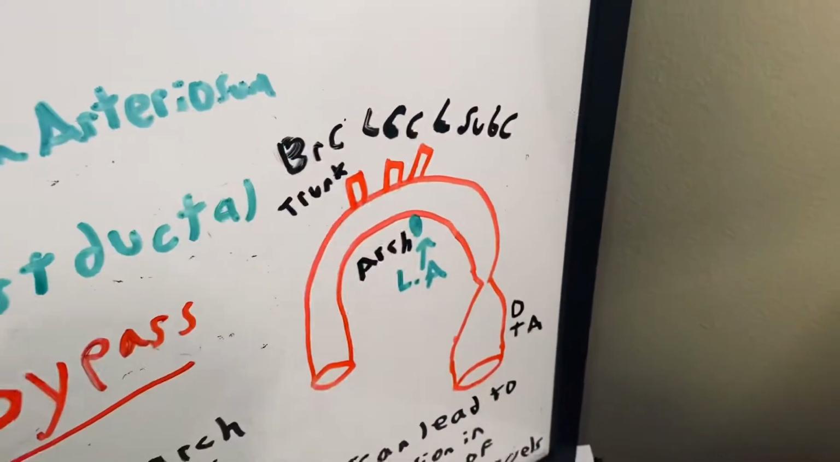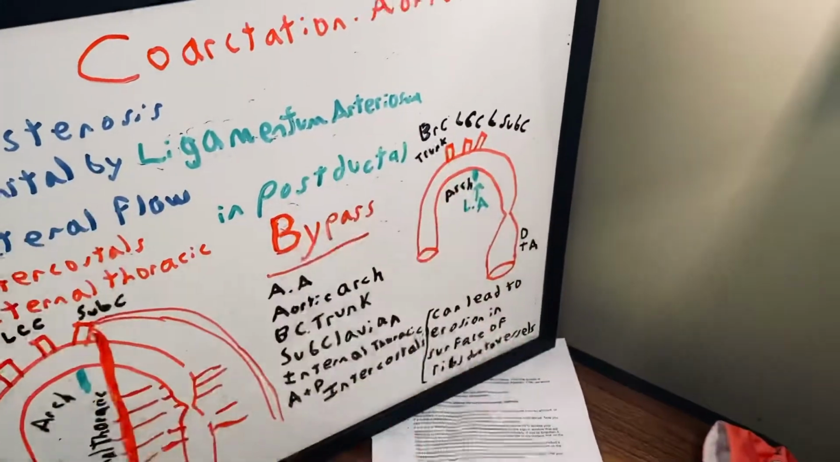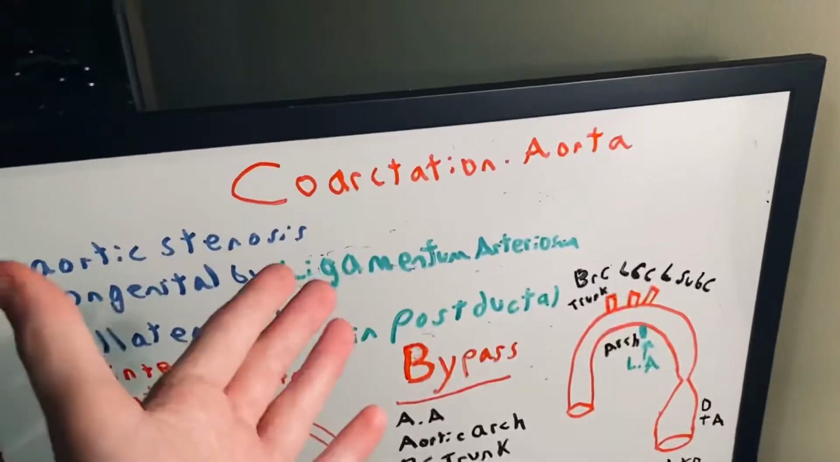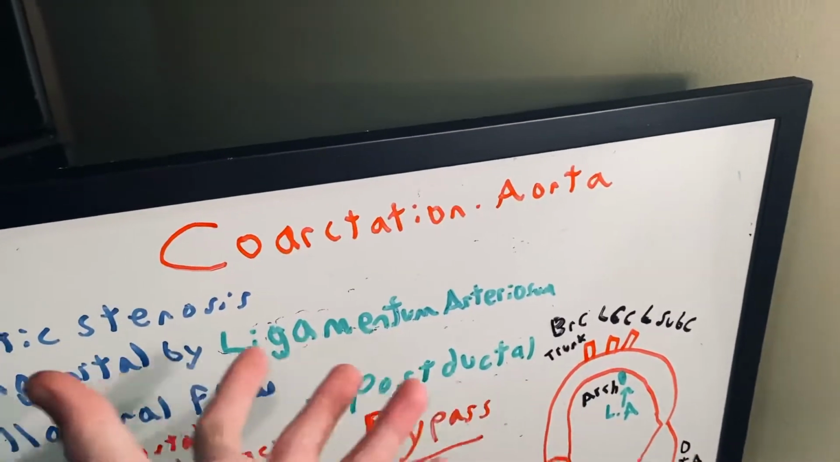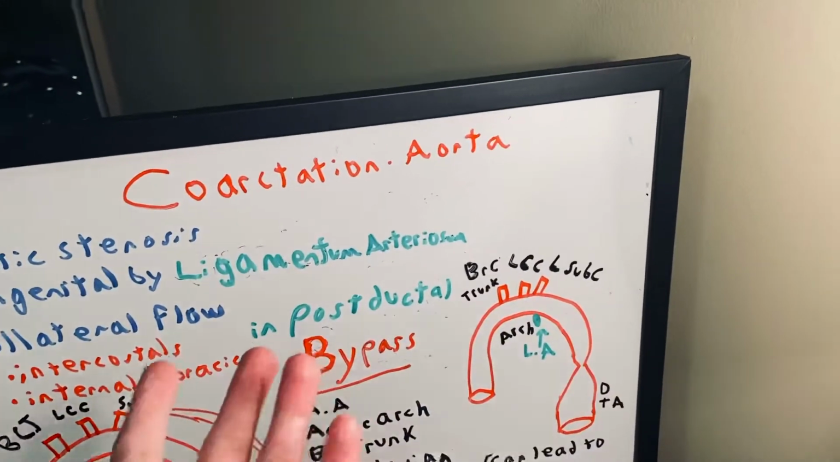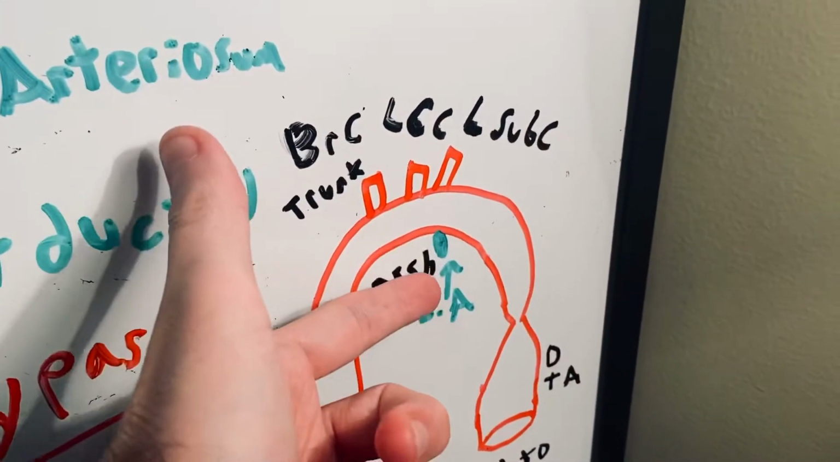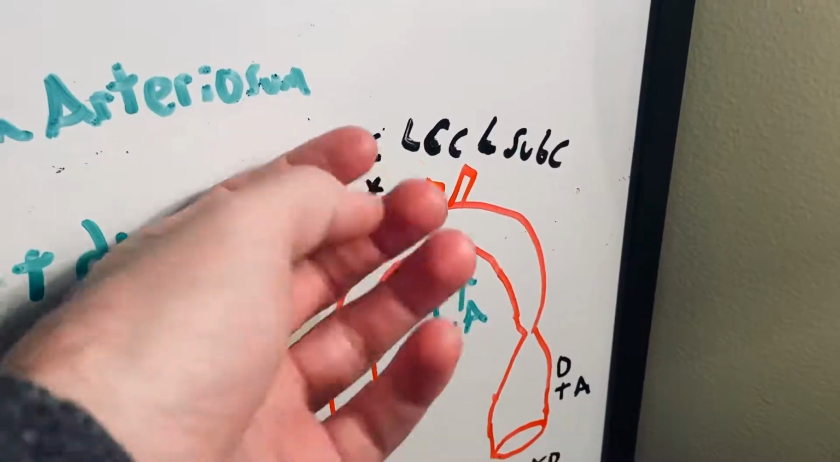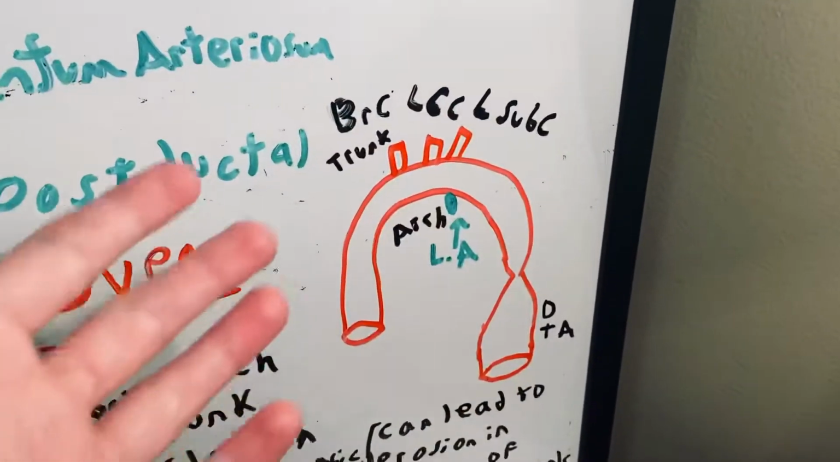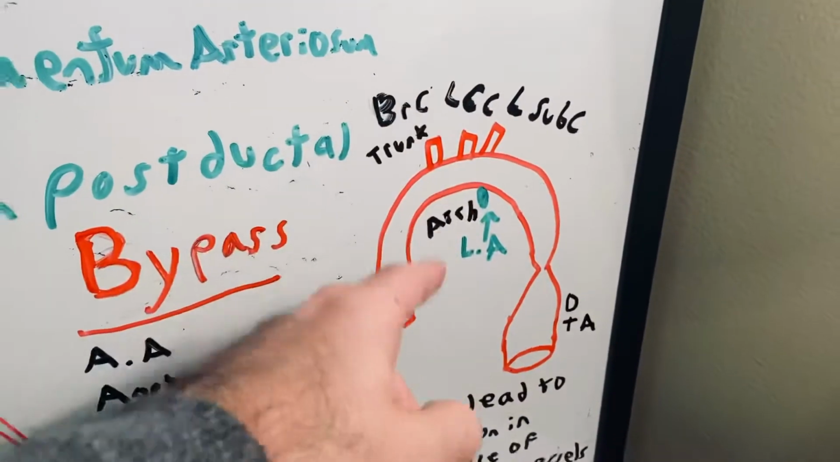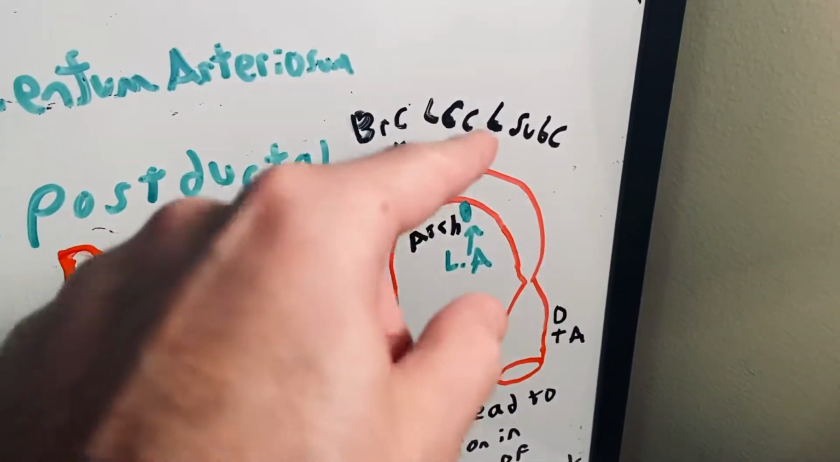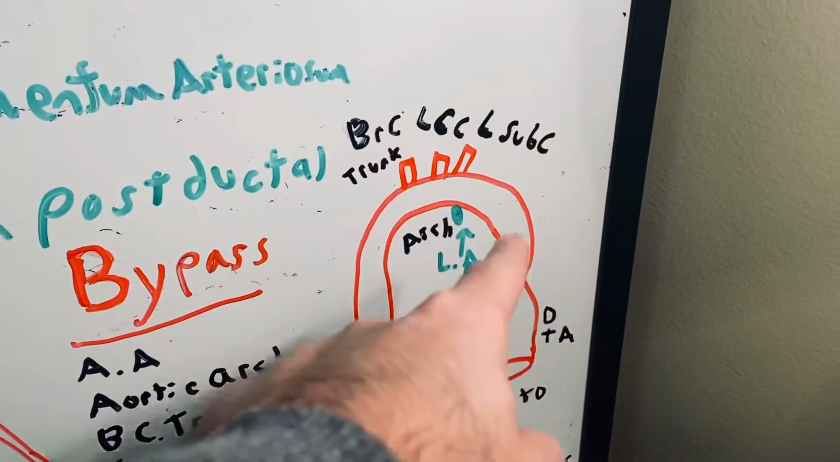And this narrowing can occur in several locations, but we find it usually around this thing called the ligamentum arteriosum. And this is a remnant of a blood vessel in fetal development. So this is our ligamentum arteriosum. It used to be a blood vessel, but after fetal development occurs, it will seal off and form this ligament instead. And we usually find this malformation around that location.